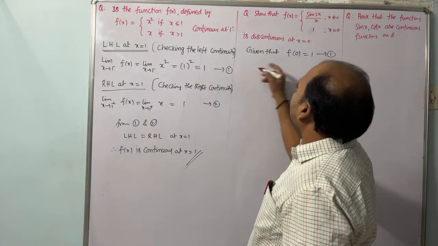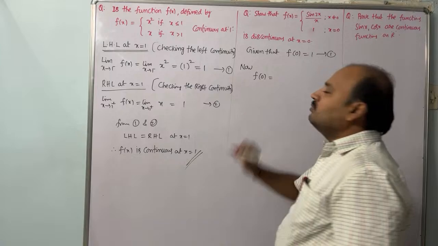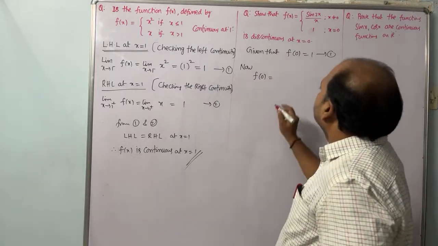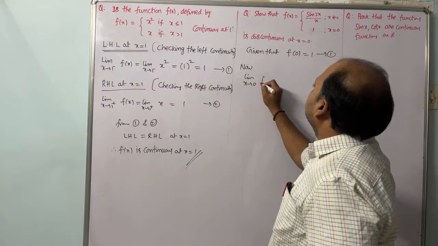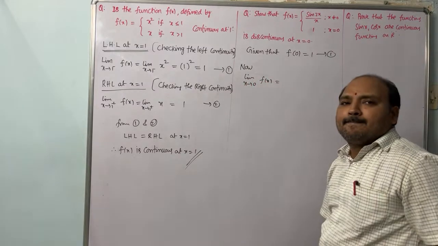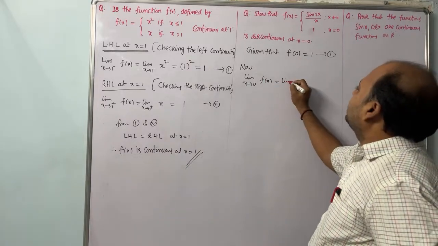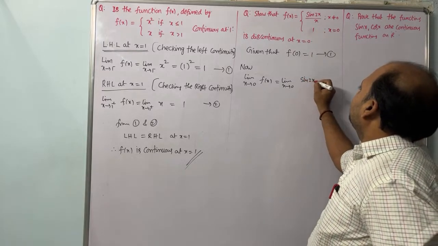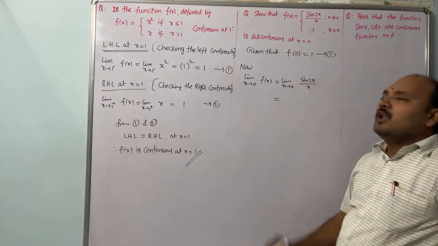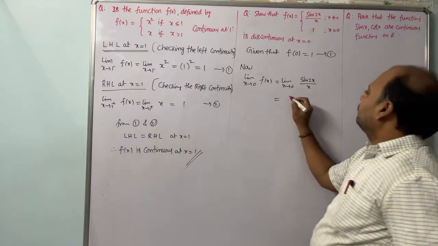Similarly, how do we find the limit? Calculate the limit as x tends to 0 of f of x. Limit as x tends to 0 of f of x is given by this function, sin 2x divided by x. The limit as x tends to 0 of sin ax by x is a. What is the value of a here?